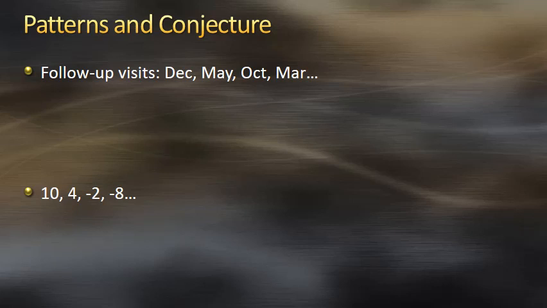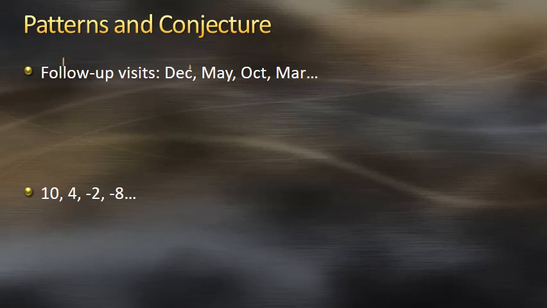First, we start off with something called follow-up visits, and I'm just going to make up the fact that maybe these are doctor visits. We've got visits in December, May, October, and March, and then it continues on. That tells us that it is continuing. And we're looking for a pattern so that we can make a conjecture. So, December, May, October, and March.